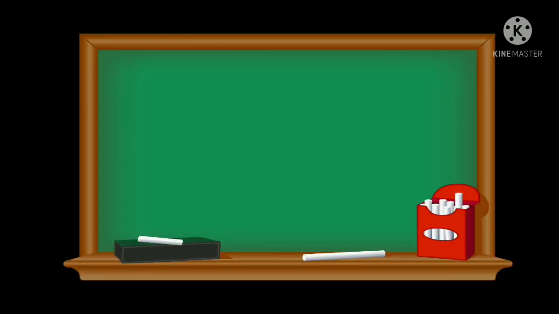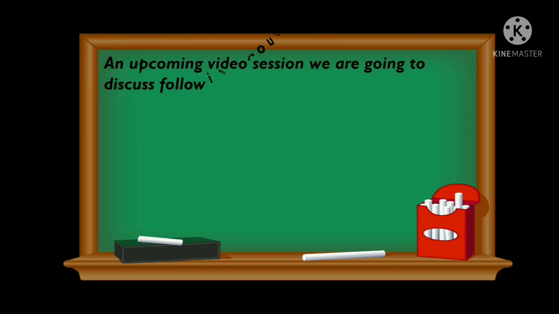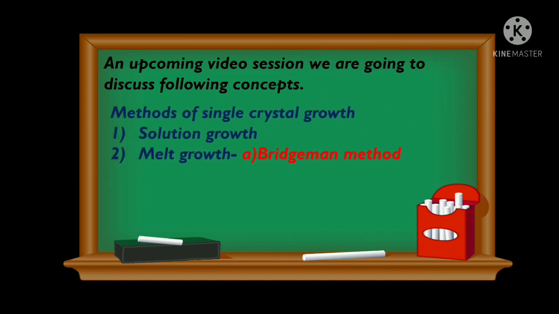And in the upcoming few video lectures, we are going to discuss the methods of single crystal growth. In single crystal growth, we have two methods. One is the solution growth method, and the other is the melt growth method. In the solution growth method, we are going to study how single crystals, or a number of crystals, can be grown from the solution. In the melt growth method, we again have three methods. One is the Bridgman method, the second is the Czochralski method, and then we have the Verneuil method. The Verneuil method is also called the Verneuil flame fusion method.